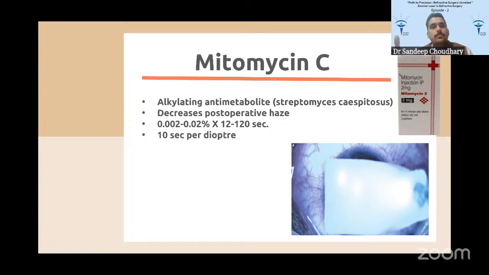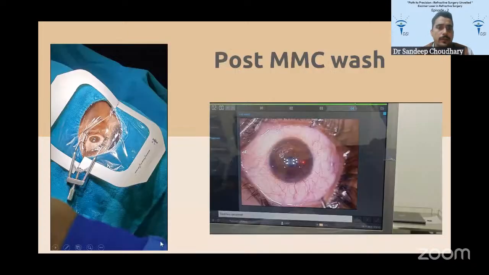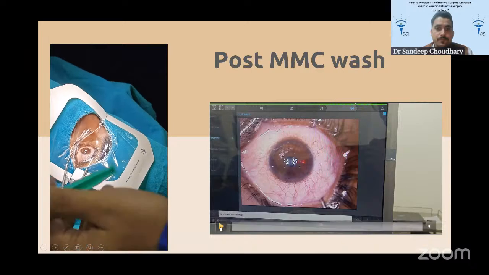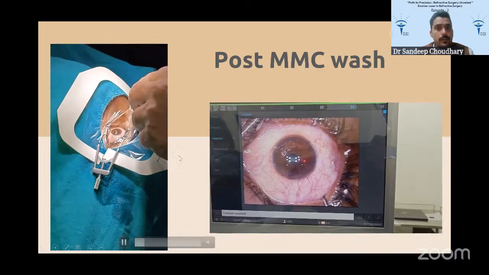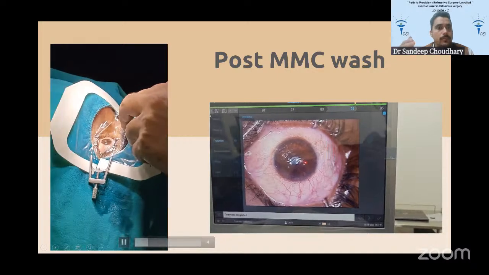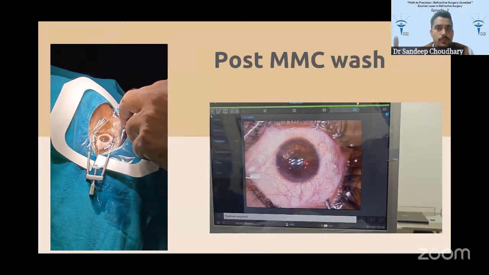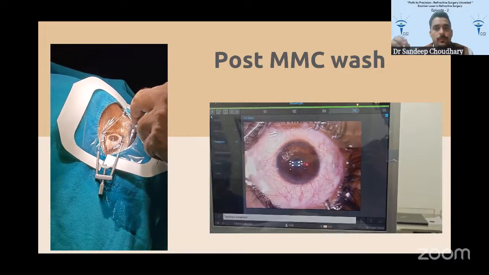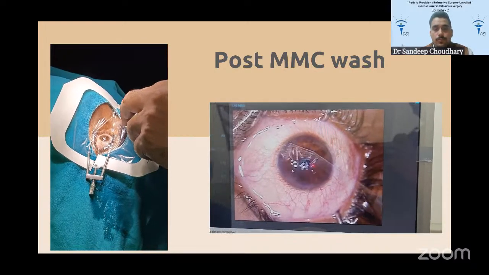The general principle is that around 10 seconds per diopter is the timing which we can use for the mitomycin exposure. After the application of mitomycin C, it is very important that you wash off any residual mitomycin. The same way we do after the exposure to alcohol, because we want to wash off the ocular surface so that no residual amount of mitomycin is left and no local toxicity is there.